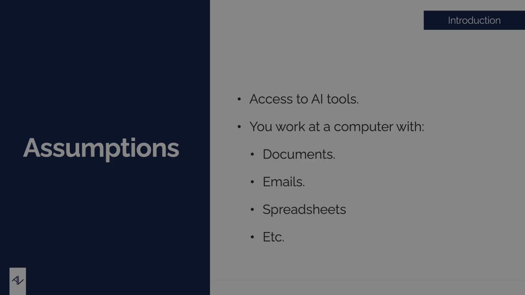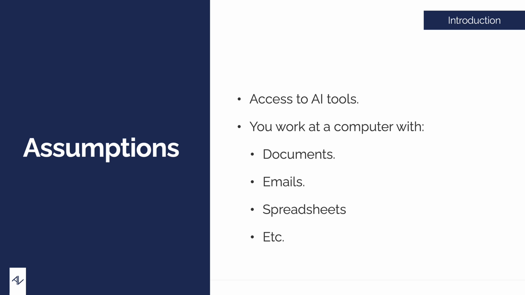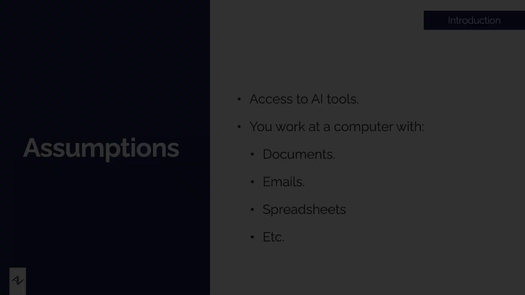All right, so here are some assumptions that I am making as you take this course. I'm assuming that you have access to AI tools like ChatGPT or Claude or Gemini, and that you don't live in a country where there's an embargo on AI tools. That's the first thing. I'm also going to assume that you work in front of a computer, which means you work with documents, emails, spreadsheets, and so forth, because that's what most of these techniques are going to be helpful for. Now, most of the scenarios and examples are going to be from the business world because that's my background. But you can also generalize and apply them to other contexts as well.